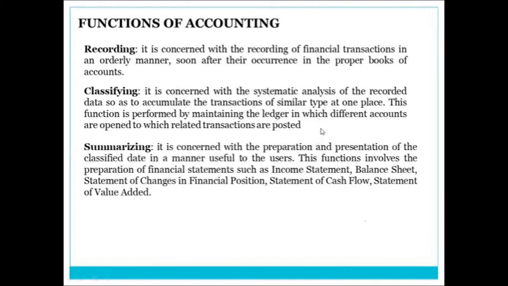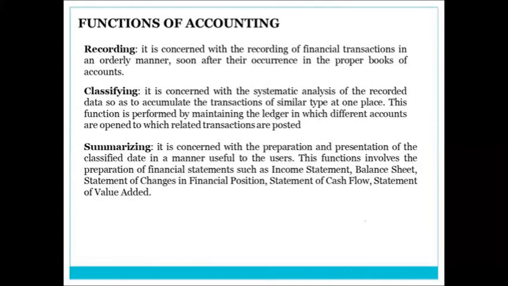And then we also need to summarize what we have recorded and what we have classified. So the next function will be the summarizing. After we record and classify, we do summarization. So how do we summarize? Summarizing is concerned with the preparation and presentation of the classified data in a manner useful to users. This function involves the preparation of financial statements such as the income statement, balance sheet, statement of changes in financial position, statement of cash flow, and statement of value added. So basically, we are summarizing through financial statements. So after we're done recording and after we're done classifying, guys, the next step will be summarizing.